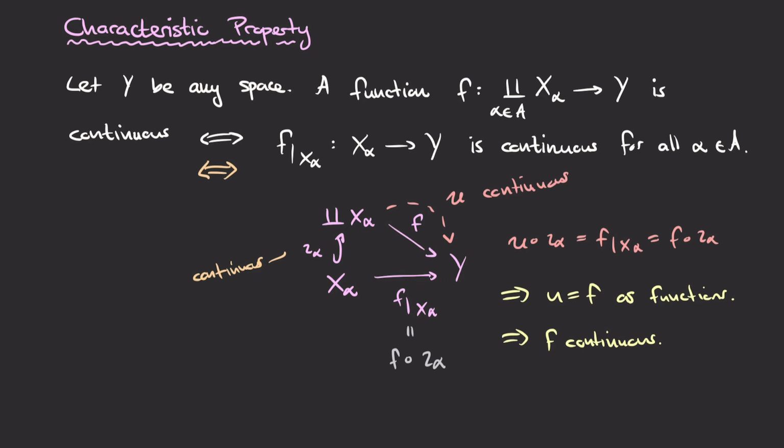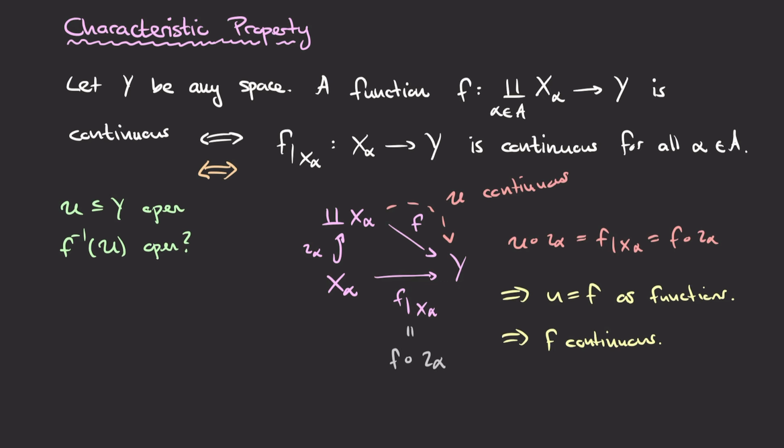As was the case there, there's also a direct proof that doesn't use the universal property. For the second proof, suppose that each of these restrictions, f restricted to X alpha, is continuous. Now we let U be some open set of Y, and we want to show that its pre-image under f is open.